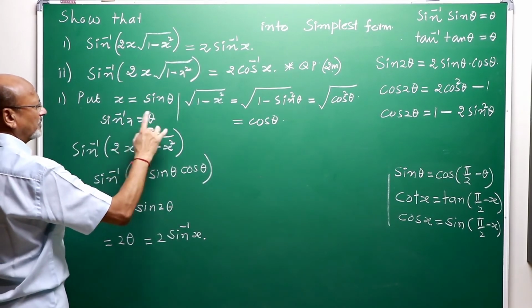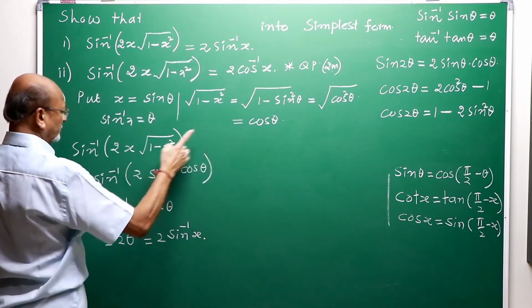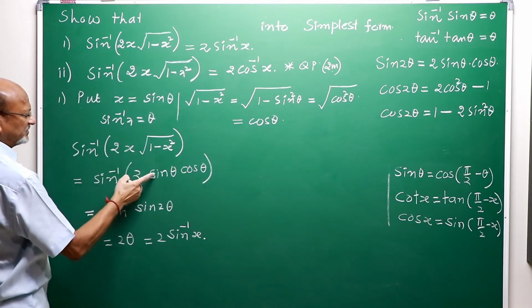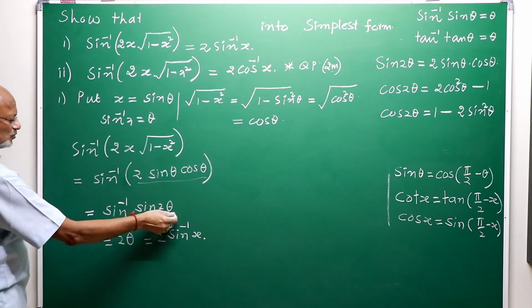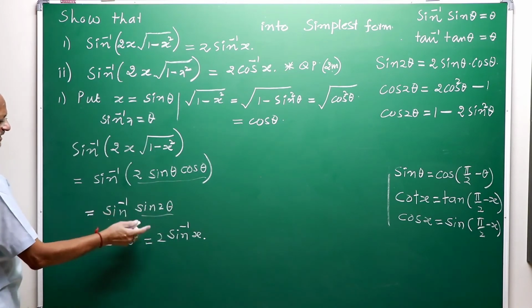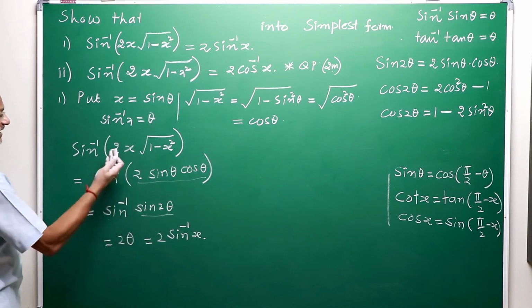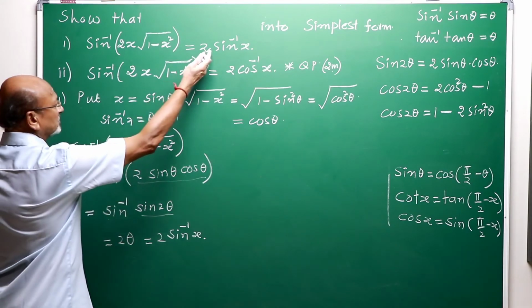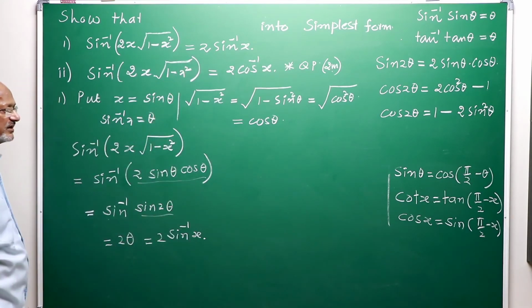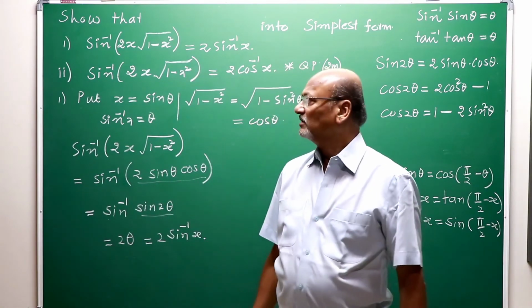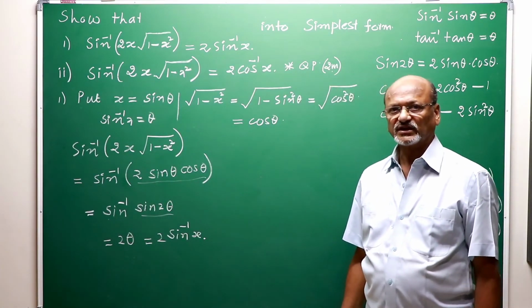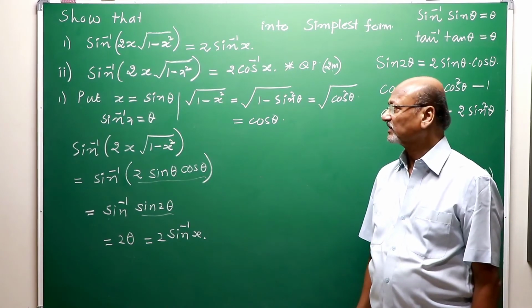Same theta. Root cos theta. In the LHS, x is sine, root is cos. It is nothing but sine 2 theta. Sine inverse of sine 2 theta. What is theta? Sine inverse x, which is the wanted RHS. Yes, friends, it is 2 sine inverse x.